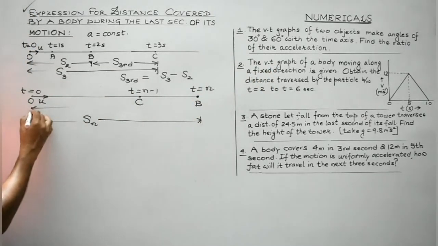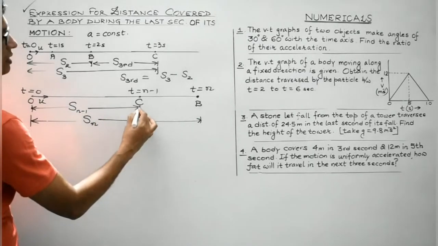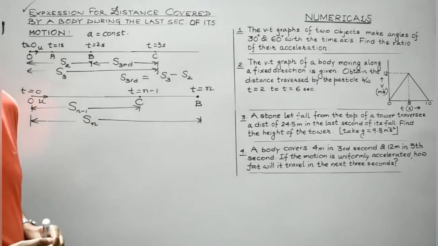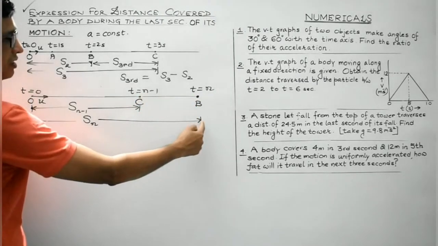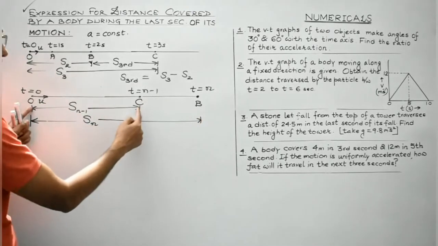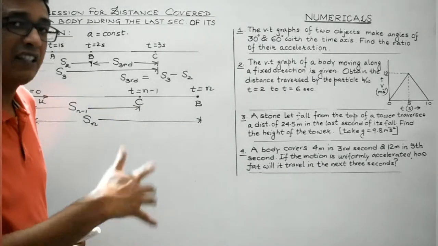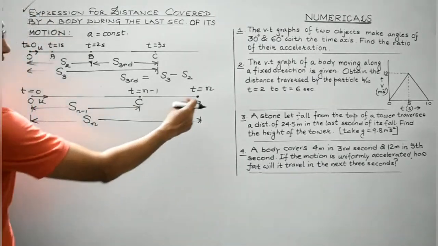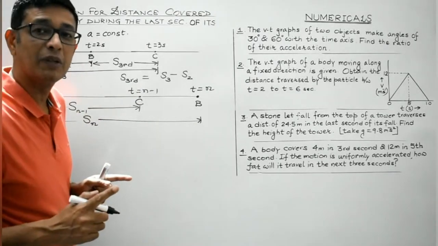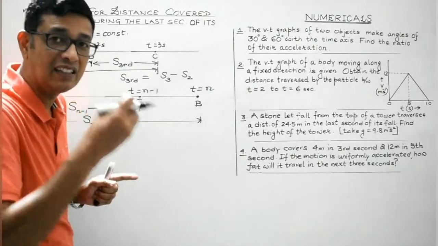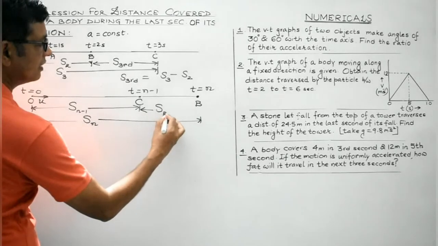So S(n minus 1) may be considered to be the distance covered by the body during n minus 1 seconds. If n is 3, then this will be 2, right? So this is the distance covered by the body in 3 seconds, this is the distance covered by the body in 2 seconds, right? So we have generalized it into n seconds and n minus 1 seconds. So n seconds is the total time taken by the body to complete the entire journey. So what will be the distance covered by the body during the last second, that is nth second of its motion? So it will be this one. This is S_nth.